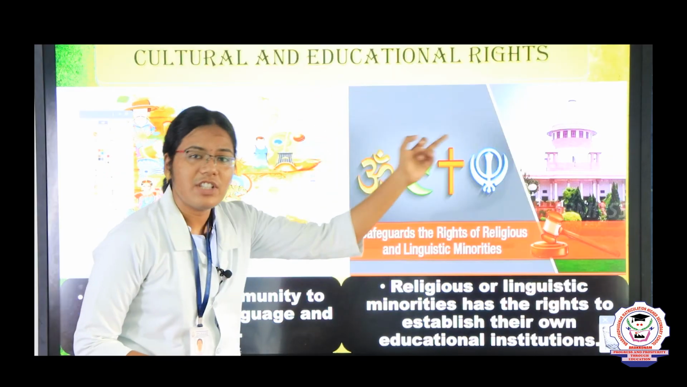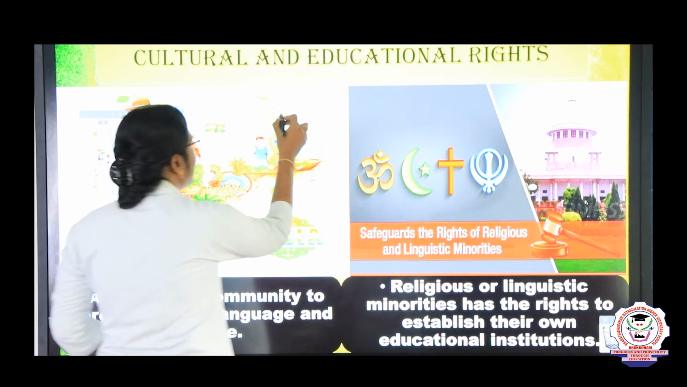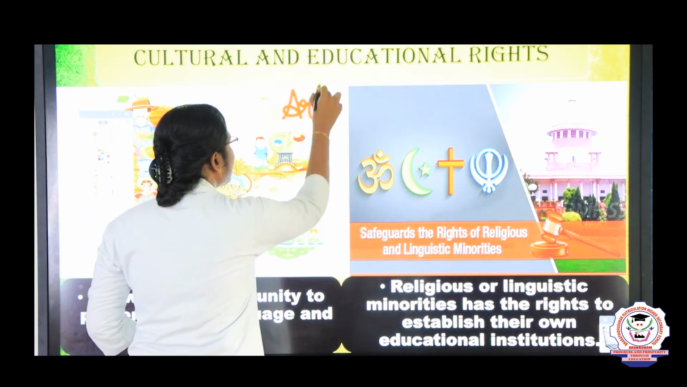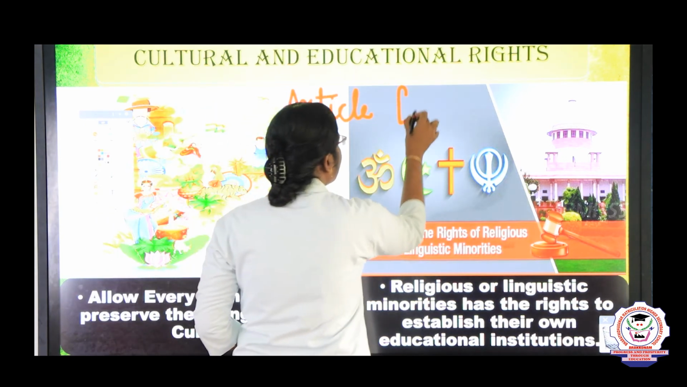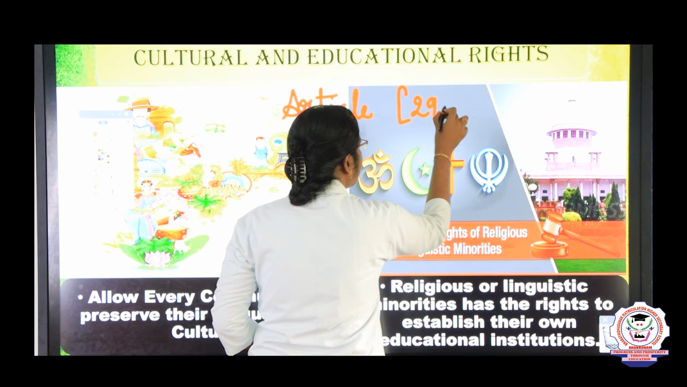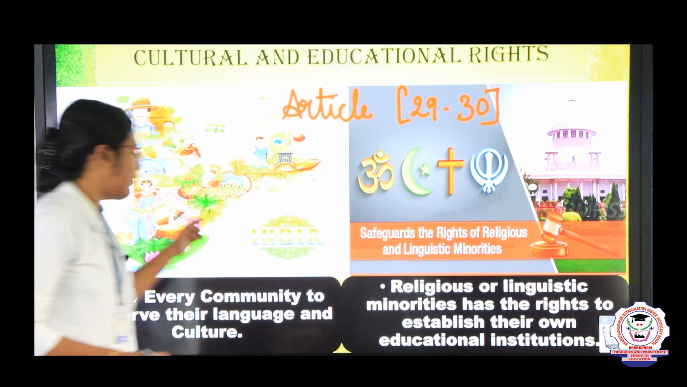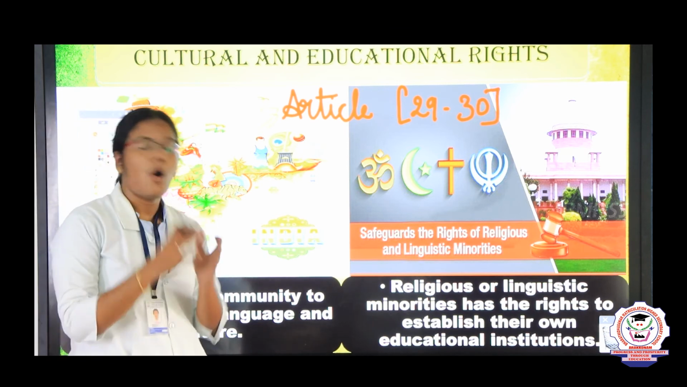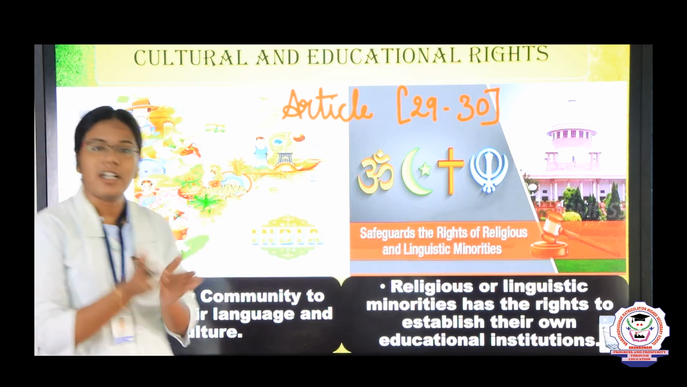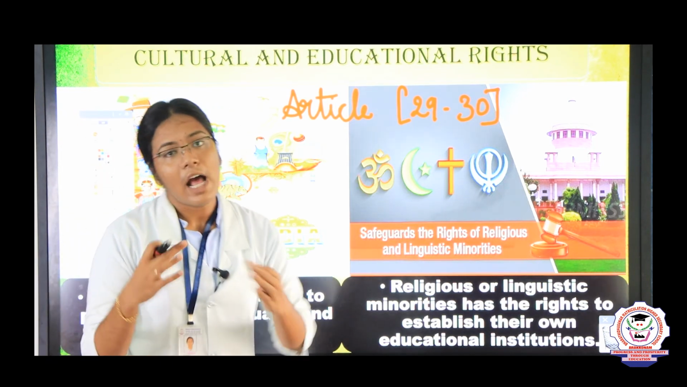And educational rights. Okay, it is coming under Articles 29 and 30. Article is nothing but a numbered document. First, it allows every community to preserve their own language and culture. So it allows every citizen to protect their own language as well as their culture.